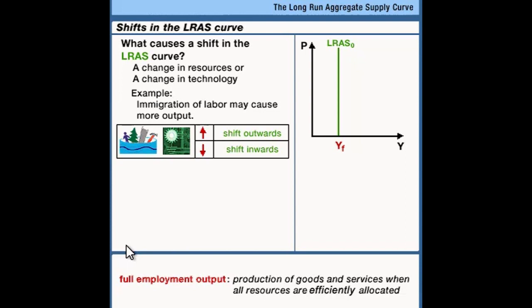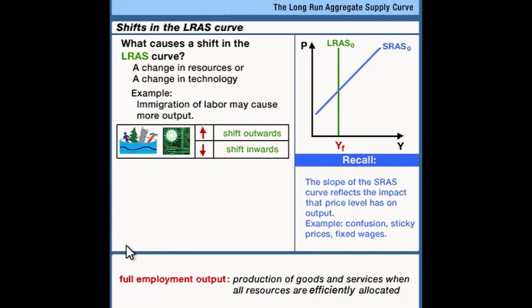So let me go ahead and draw my short-run aggregate supply curve. And remember, the slope of the short-run aggregate supply curve reflects the impact that the price level has on output in the short run. When people are confused and when there are fixed wages and sticky prices, we get this short-run aggregate supply curve. So in the short run, we always have to be on the blue curve.